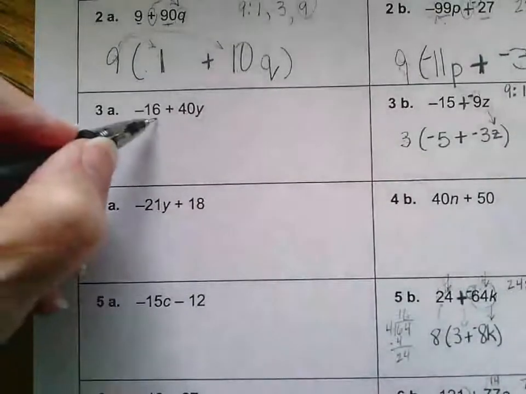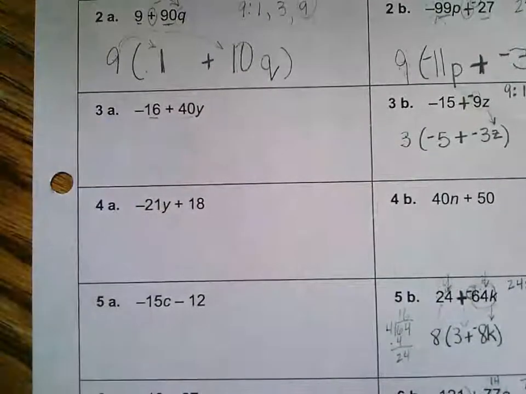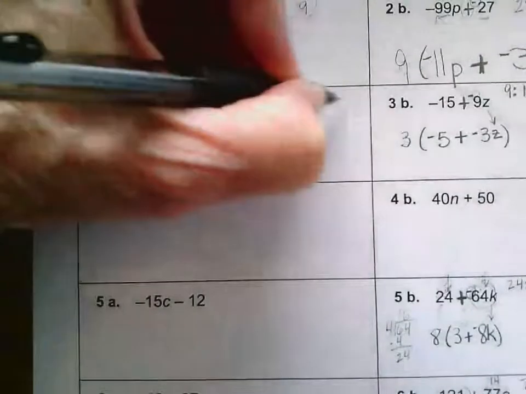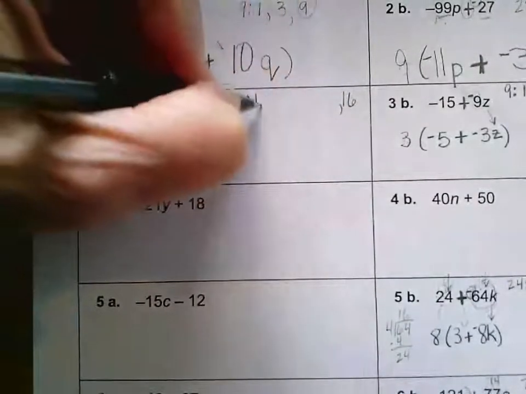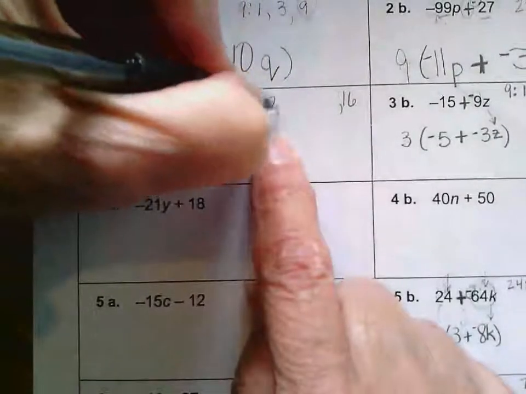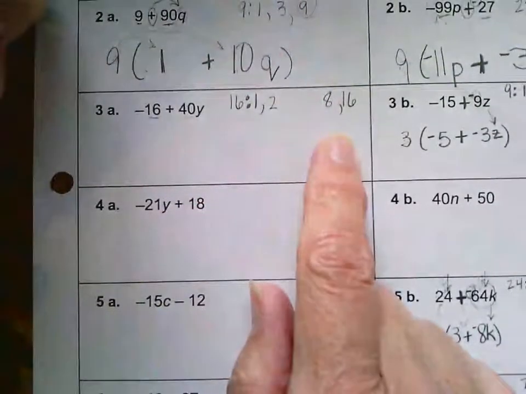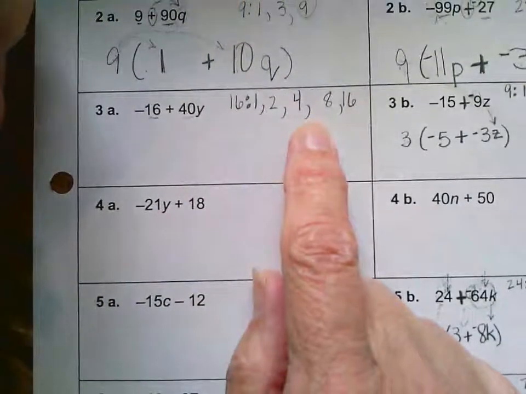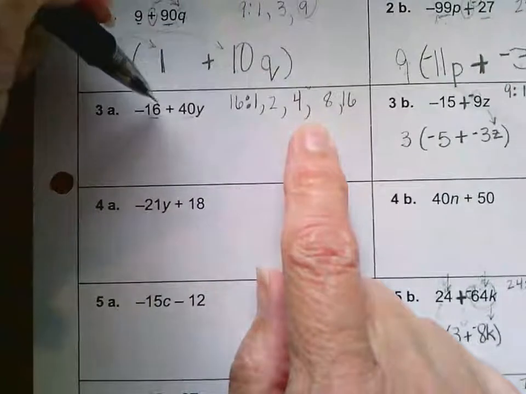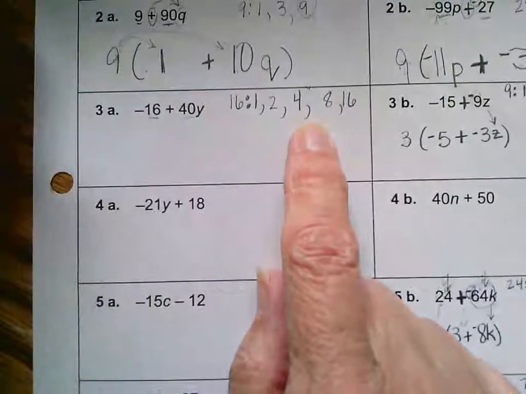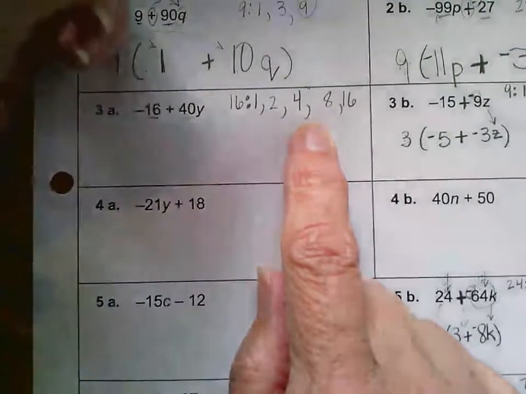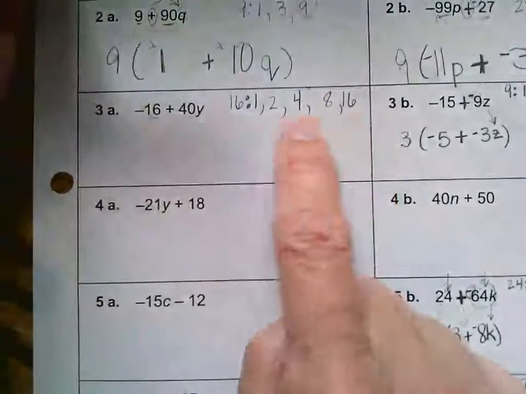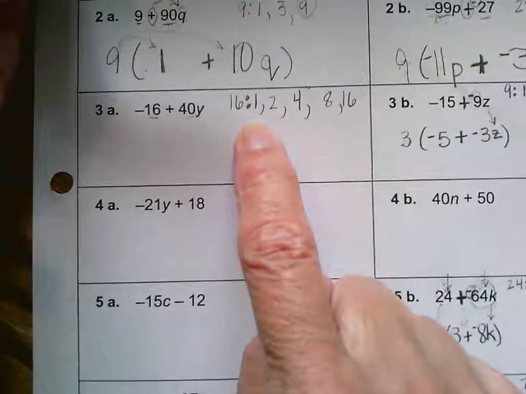Number 3, 16 is less than 40, so I'm going to list my factors of 16. 1 times 16 is 16. 2 times 8 is 16. 4 times 4 is 16. 5 is not a factor of 16. 6 is not a factor of 16. 7 is not a factor of 16. And here I'm running up against my 8. So I've listed all the factors of 16.